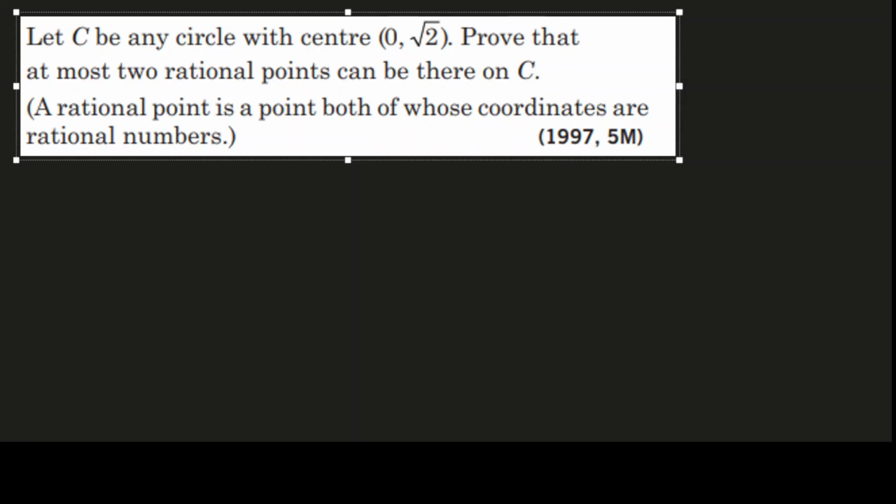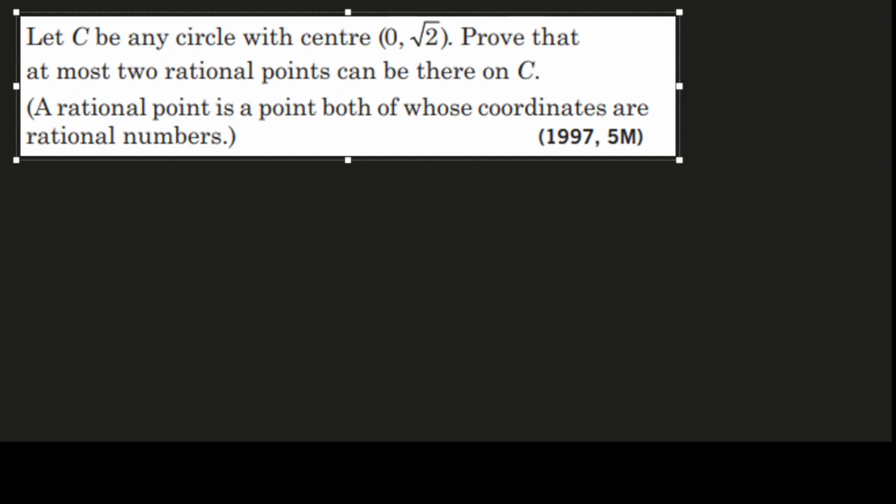The problem says: let C be any circle with center (0, root 2). Prove that at most two rational points can be there on C. A rational point is a point both of whose coordinates, that is both the x and y coordinates, are rational numbers. Okay, problems like these, students sometimes tend to get very befuddled.